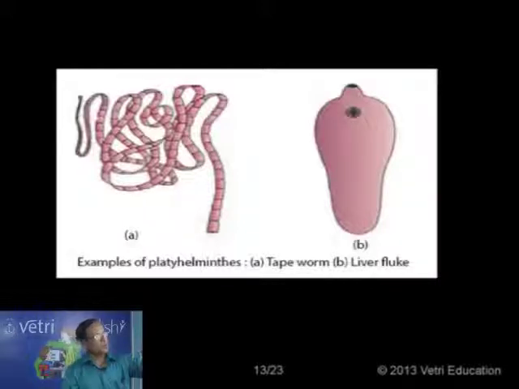Now in the case of the liver fluke, the body is unsegmented but has two suckers. The first sucker surrounds the mouth, used for sucking the food. The second one is found in the body just after the neck region, used for attachment. It is also called the acetabulum. So this is the anterior sucker and this is the posterior sucker. One is used for attachment, another one for absorption of food.